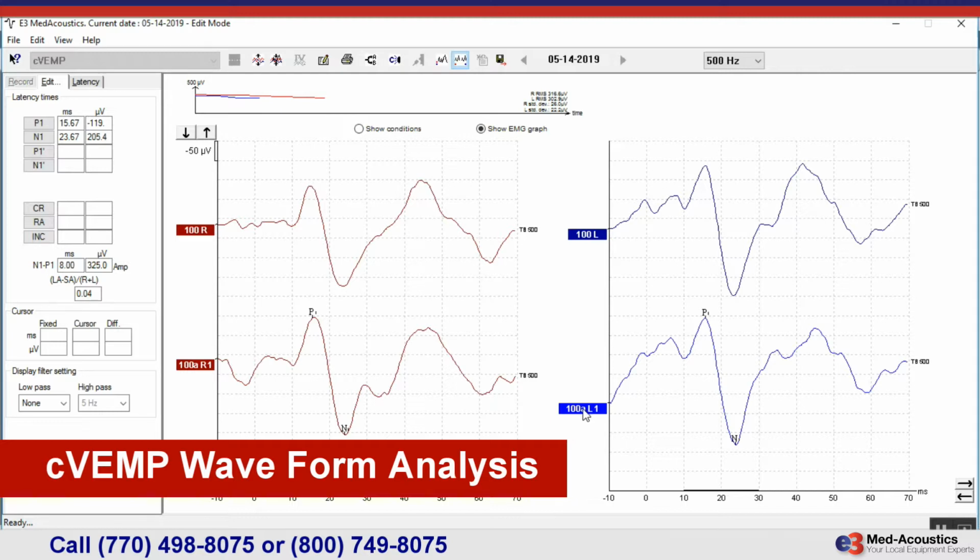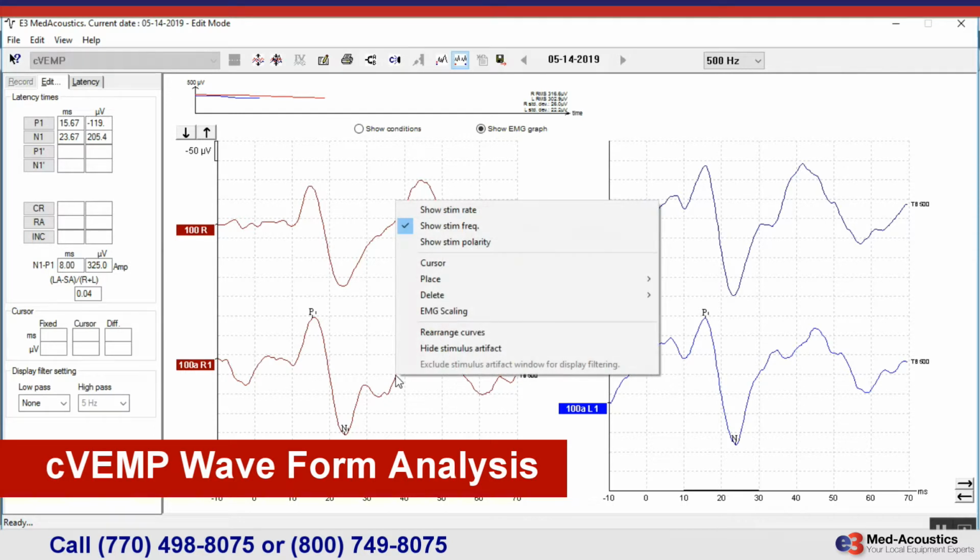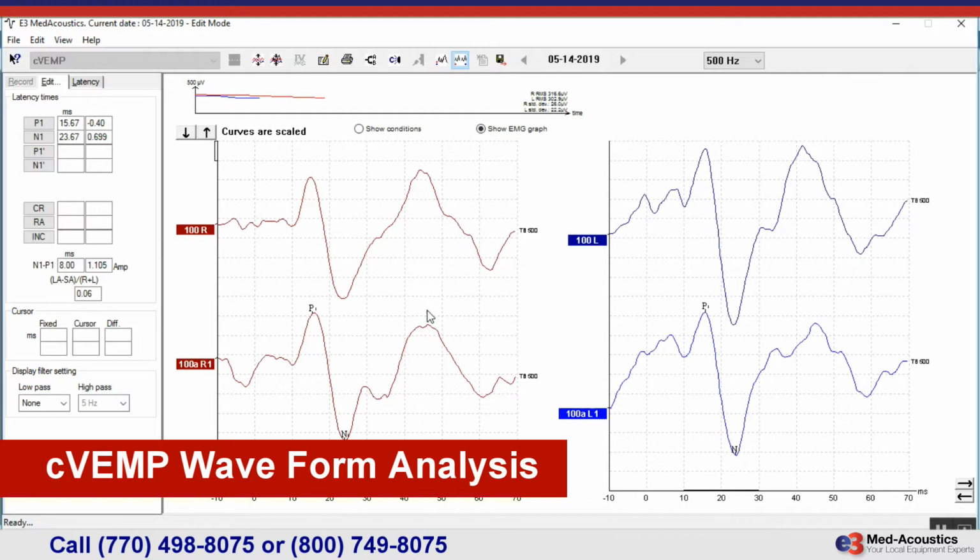We're going to right-click on the waveform of the other one, and we're going to say EMG scaling. We're going to turn the EMG scaling on. So this just applied the EMG scaling to this, eliminating the effect of the effort of the patient, one direction versus the other. And now we have a little bit of change. Not much change because my effort was very close to the same on both sides, but instead of having a 0.04 for an asymmetry ratio, now we have a 0.06.